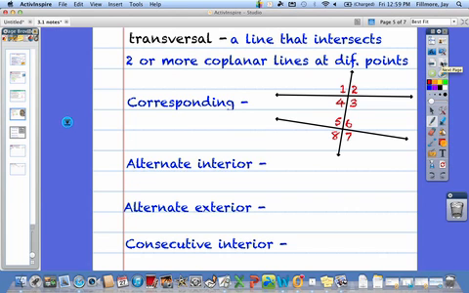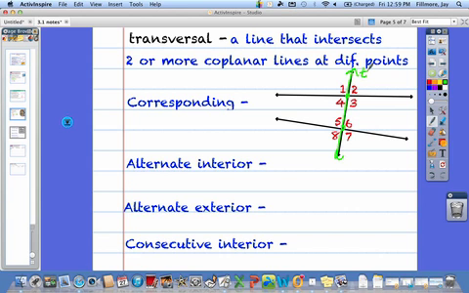Now, for these special types of angles, let's say we have two parallel lines, or two lines in general, these two lines. A line that crosses through two or more lines is a transversal. So it's a line that intersects two or more coplanar lines at different points. So here, this line intersecting two lines, one here and one here at two different points, would be our transversal. So I'll go ahead and call it T. That's our transversal.